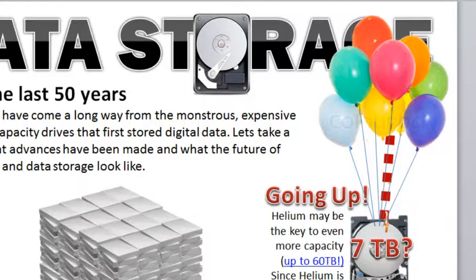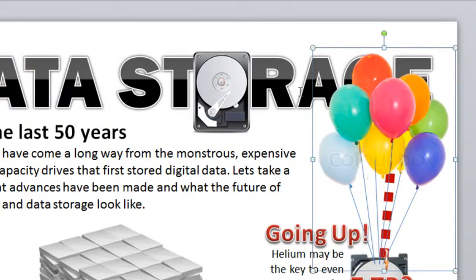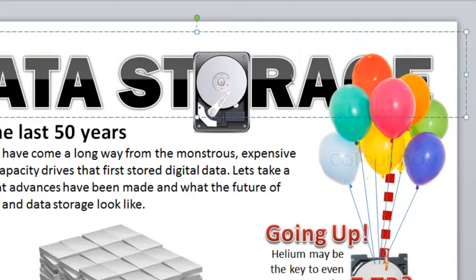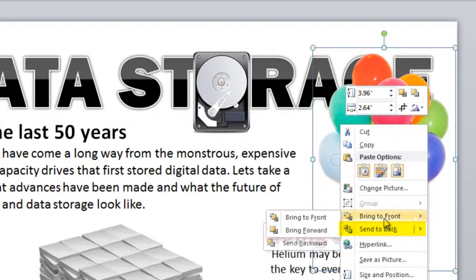So to fix that, you can click on the words or click on the balloons, either way, and you need to change what's called the order. In this case, I'm going to do the balloons. So I'm going to right click on the balloons and go to Send to Back. You can send it all the way to the back, or you can send it back one layer at a time. In this case, I'm just going to send it all the way to the back.